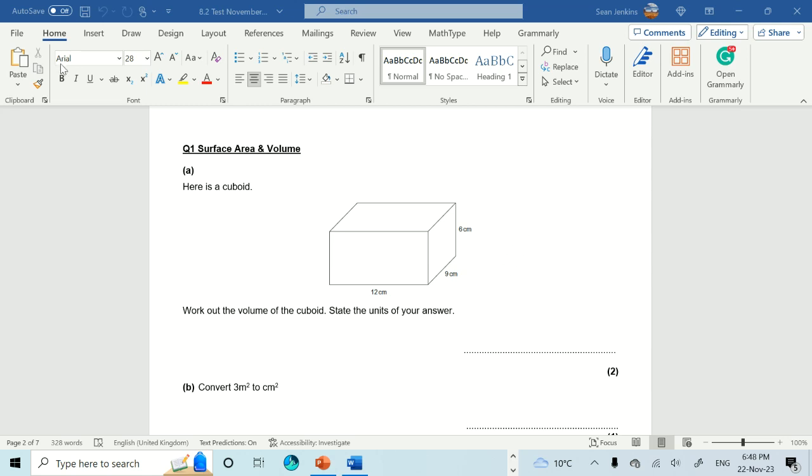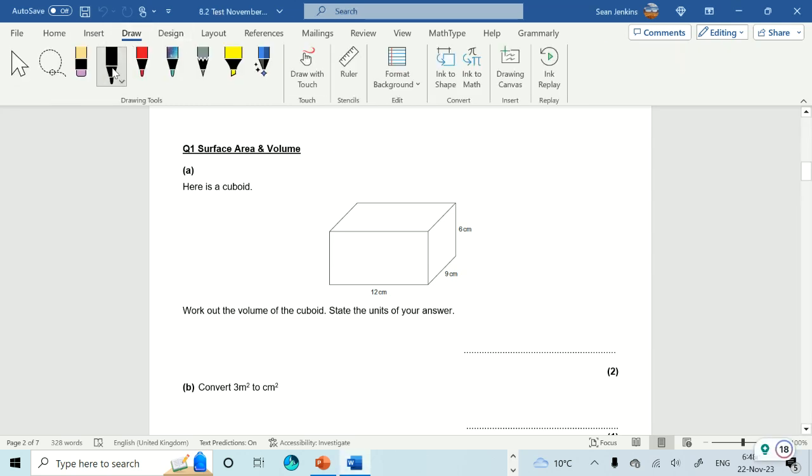Well, this is just going to be, and let's get our pen ready. So, oops, there we can draw, there we go. This is just going to be length 12 times width 9 times height 6, and that's going to give us 648 centimeters cubed. That's the units of our answer.